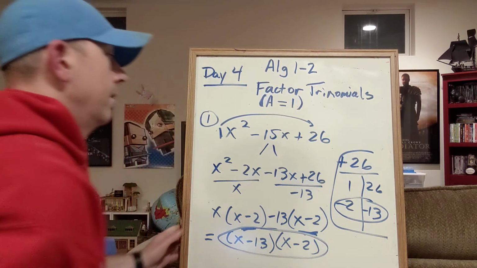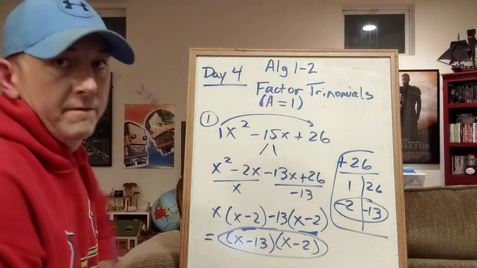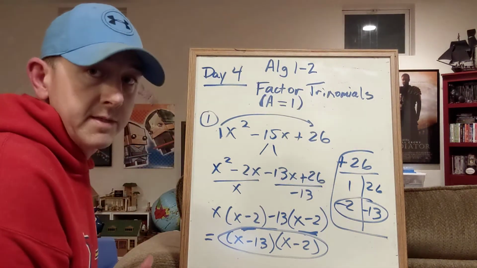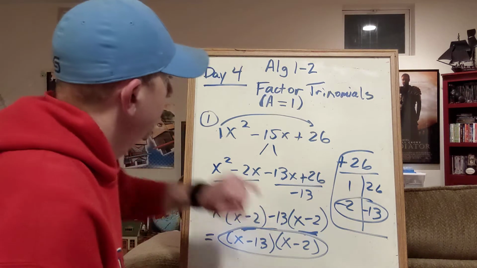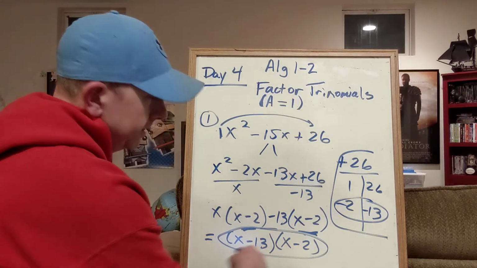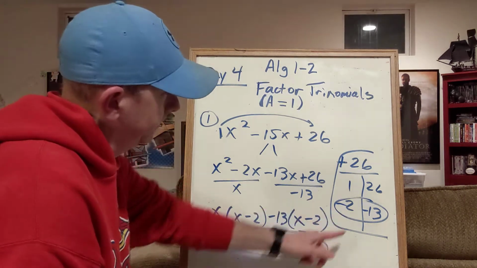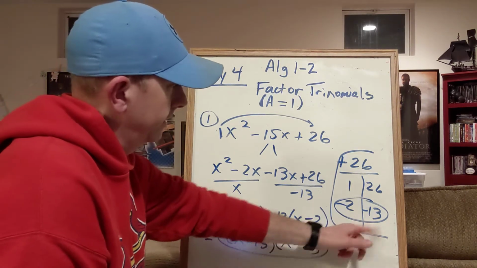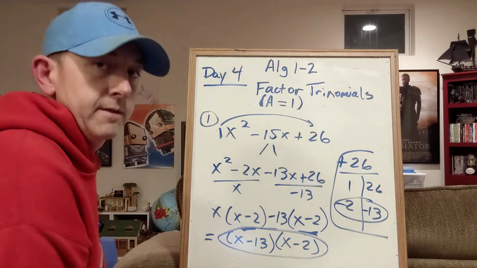Now, all of this stuff, the factor by grouping, we're going to be able to skip going forward, because when A is 1, whatever these two numbers are is going to end up being in your answer. So see, there's a negative 2 there, x minus 2. Negative 13 there, x minus 13.